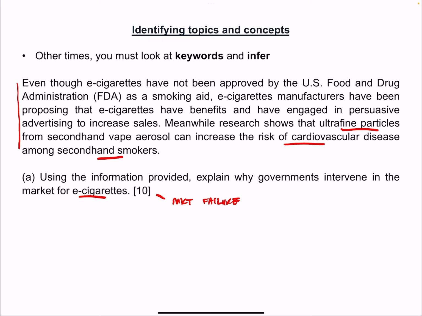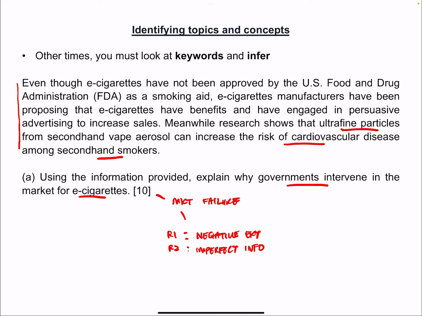Again, 10 marks, R1 and R2. Because there are two requirements, you need to tell me two reasons why governments intervene. R1 will be ultrafine particles here, so this is negative externalities. The second reason why governments intervene is also something that you have to infer. What's the most probable market failure? That's actually imperfect information. People who vape are typically the younger population, so they don't care about the bad effects of vaping on their own health. They only focus on peer acceptance and looking cool and so forth. So the MPP perceived is higher than MPP actual.